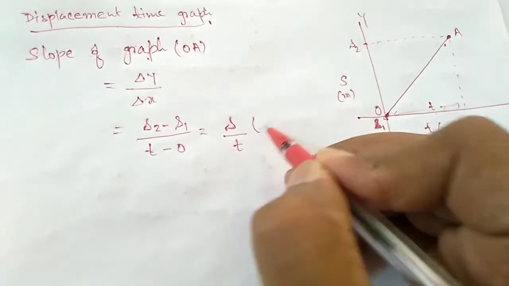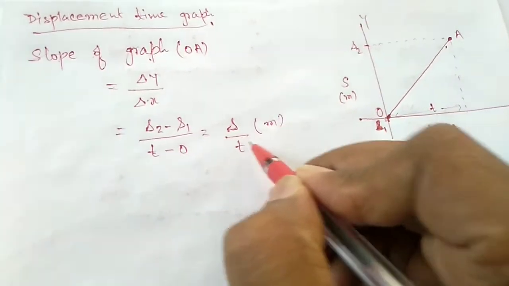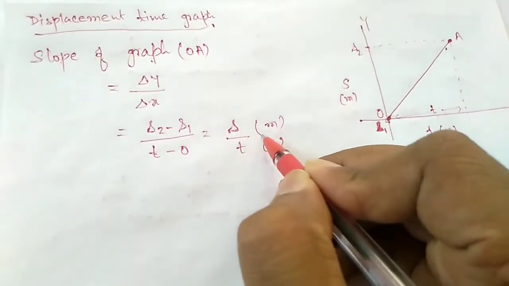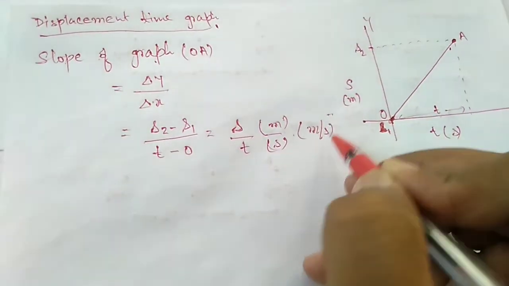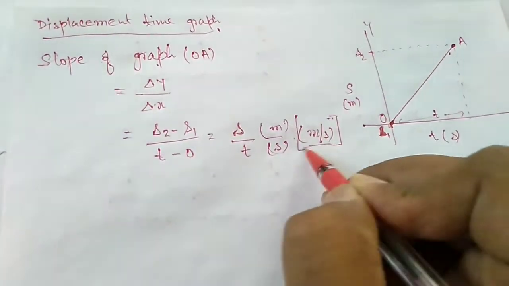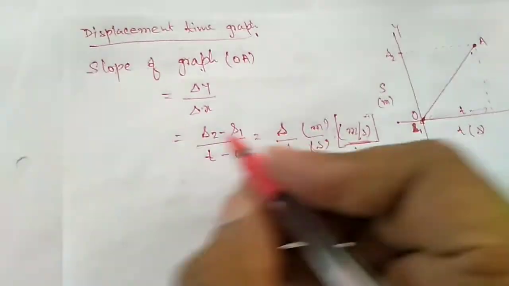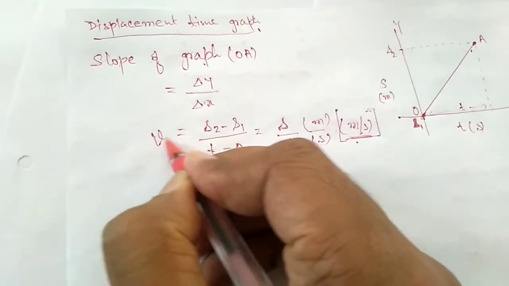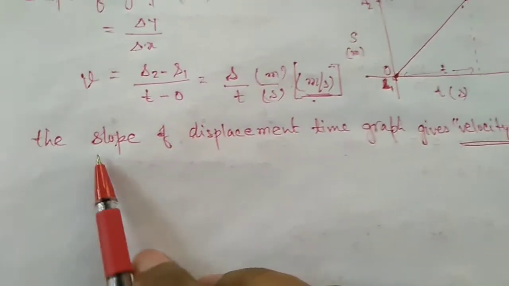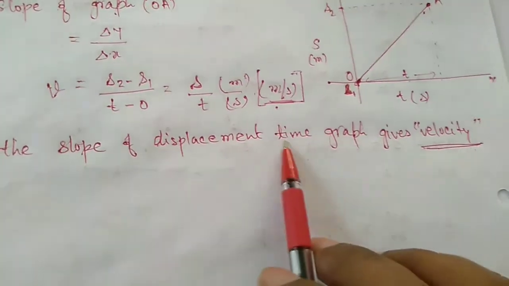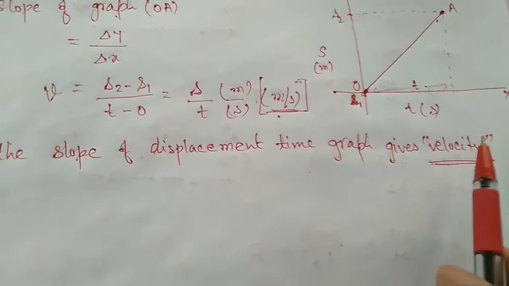What is the unit of s? This is in meter. And what is the unit of time? It is in second. So which physical quantity are you getting? That is meter per second. Which physical quantity is meter per second? That is velocity. So what we have got is that the slope of the displacement-time graph gives velocity.